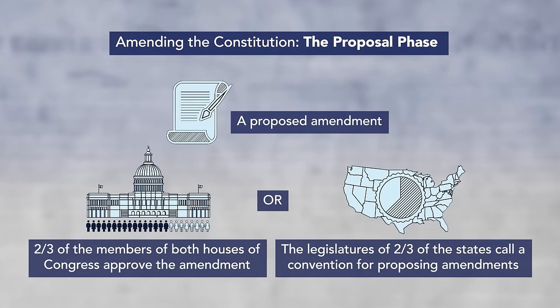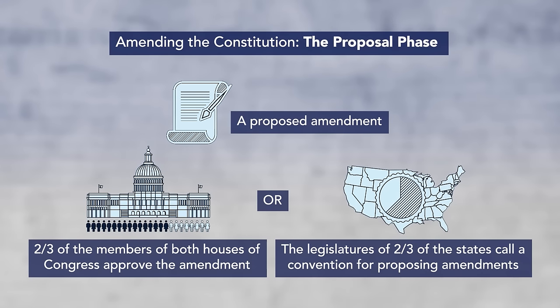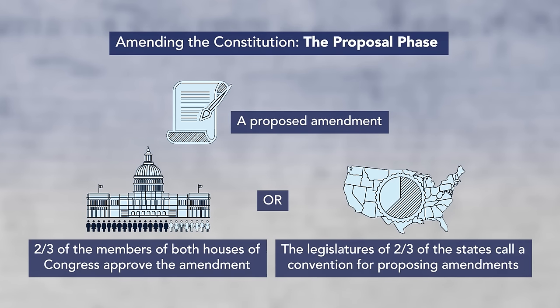Second, Article 5 gives the states a way to work around Congress. If Congress refuses to act on proposals for constitutional reform, state legislatures have the power under Article 5 to force Congress to call a convention for proposing amendments whenever the legislatures of two-thirds of the several states apply for one. So that's the proposal phase.